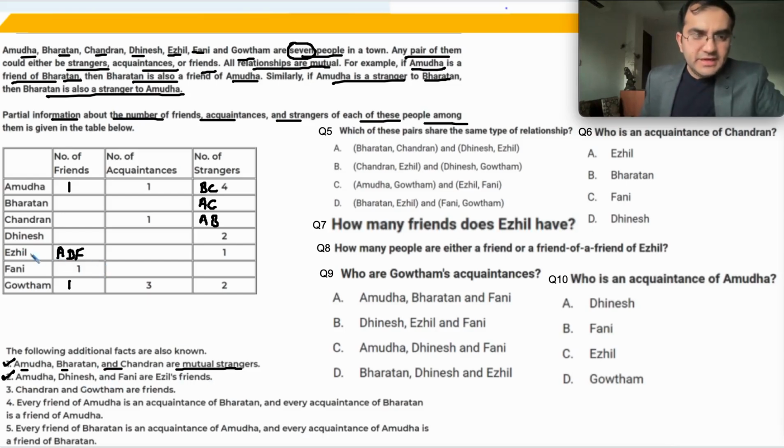That means E A के साथ है तो A E के साथ है. E D के साथ है तो D E के साथ है. E F के साथ है तो F E के साथ है. ठीक है. And next, C and G are friends. C का friend, there is a friend G. G has a friend C. C and G are friends. ठीक है.